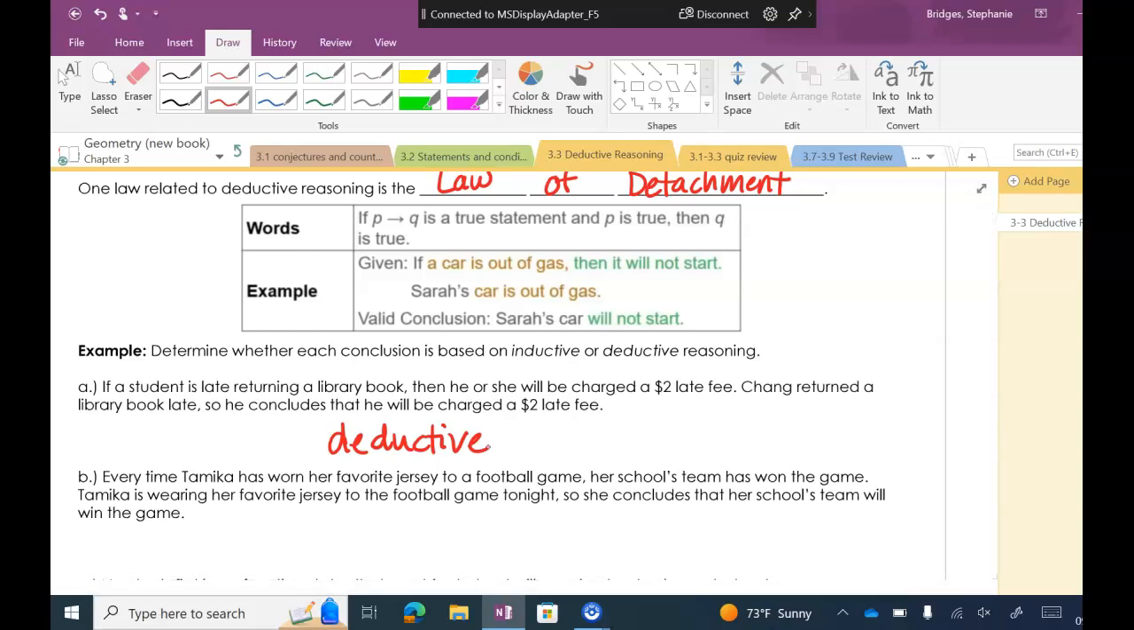Take a minute and read B and tell me what you think. Inductive or deductive? Don't say it out loud. You already have a chance to read it. Just read the statement for B and tell me if you think it's inductive based off of patterns and observations, or is it deductive based off of rules and facts and things like that.